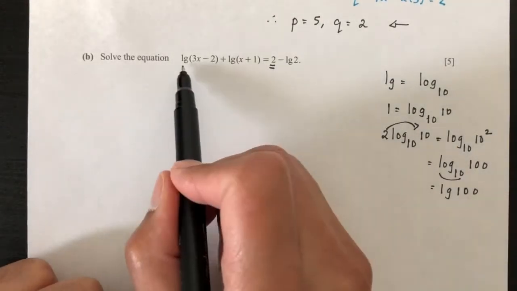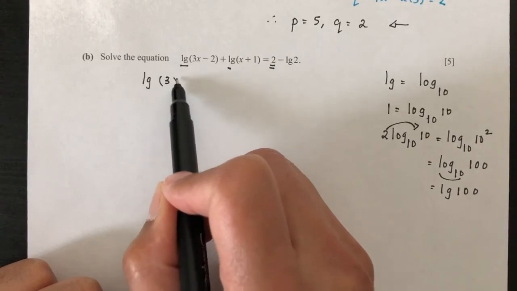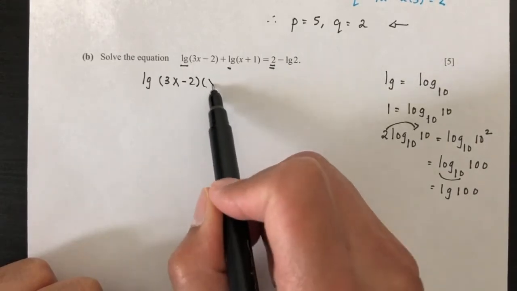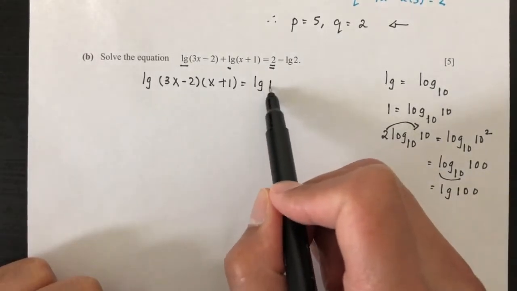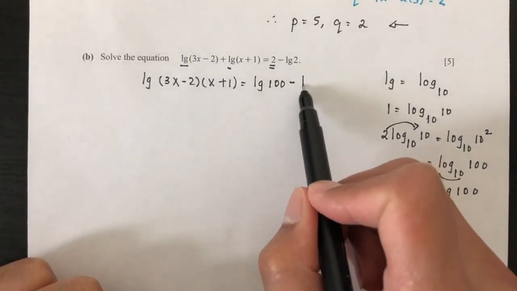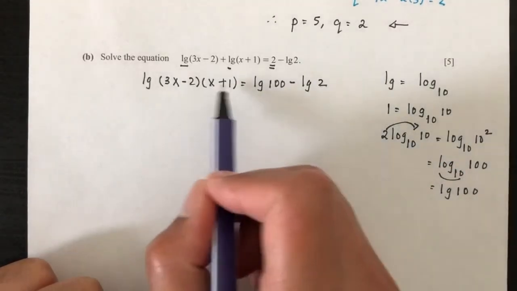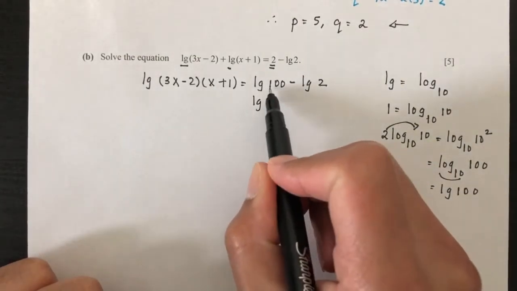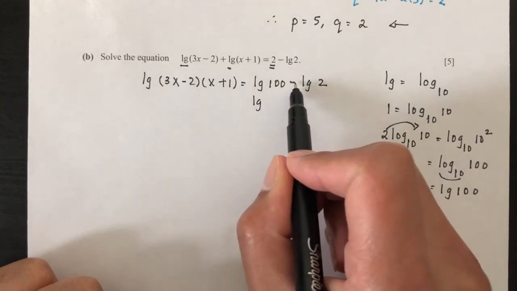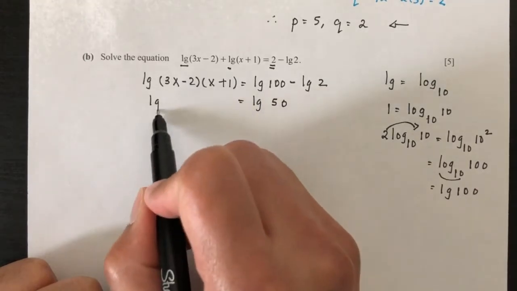So replace. These two are plus, so we can just multiply them. You will have log of (3x minus 2) multiplied by (x plus 1). This one becomes log of 100 minus log of 2. So next step, let's expand this one. Let's first simplify here. You have log of 100 minus, which is divide by 2, that will be 50.